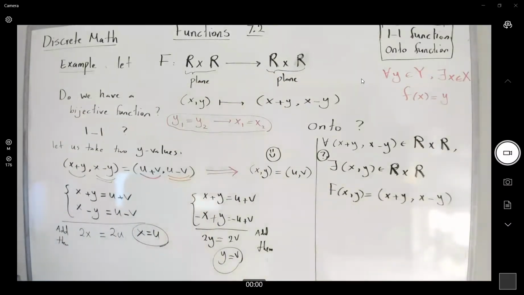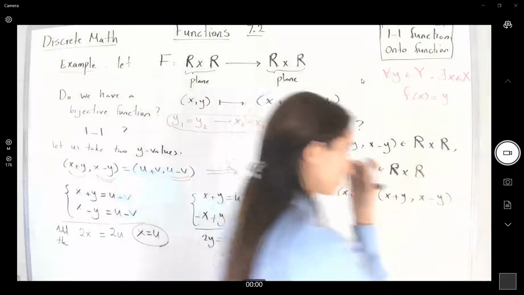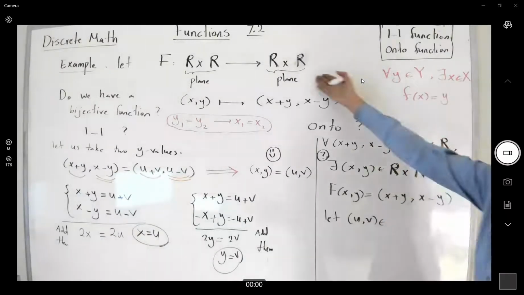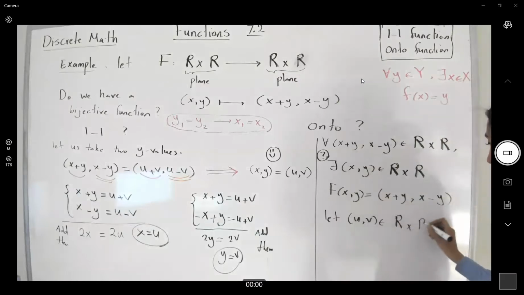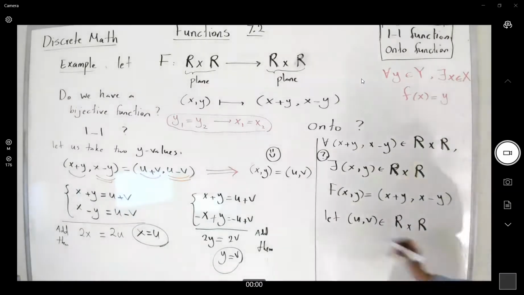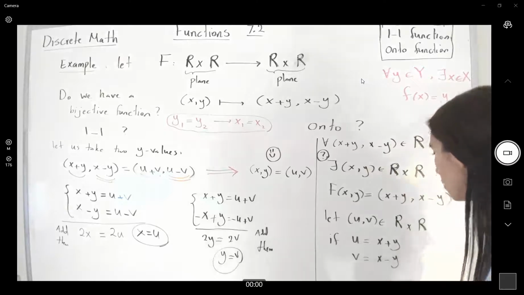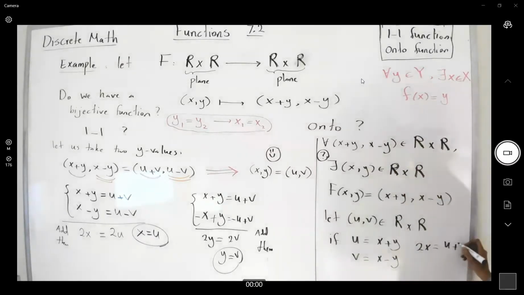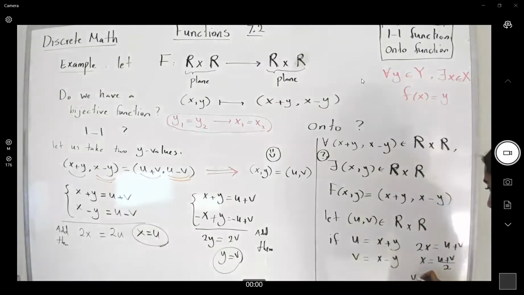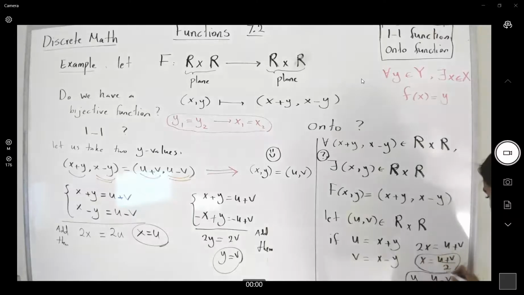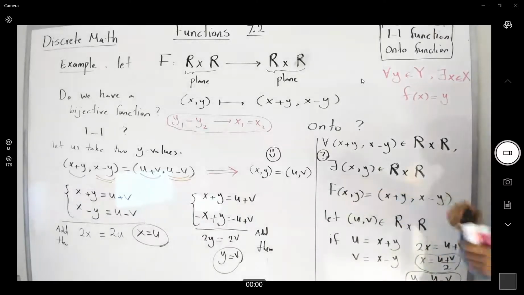Very well. So let u and v be an element in the codomain. So if u is equal to x plus y and v is equal to x minus y, it means that 2x is equal to u plus v, or x is u plus v divided by 2. I found my x, and y is equal to, let's do the subtraction here, u minus v divided by 2 is my y value. I found x and y that I was looking for.